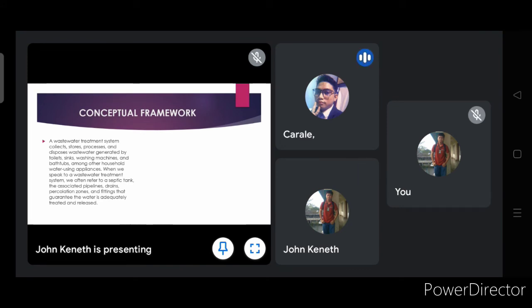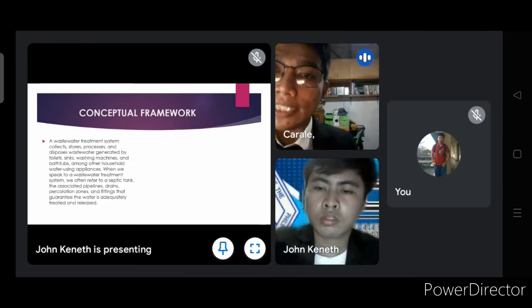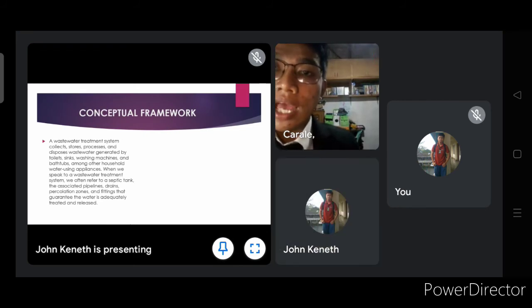The next is the Conceptual Framework. Here we can see that a wastewater treatment system collects, stores, processes, and disposes wastewater generated by toilets, sinks, washing machines, bathtubs, and other household water-using appliances. When we speak of a wastewater treatment system, we often refer to a septic tank, the associated pipelines, drains, percolation zones, and fittings that guarantee the water is adequately treated and released.